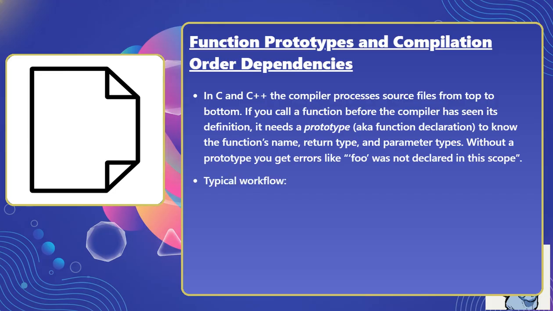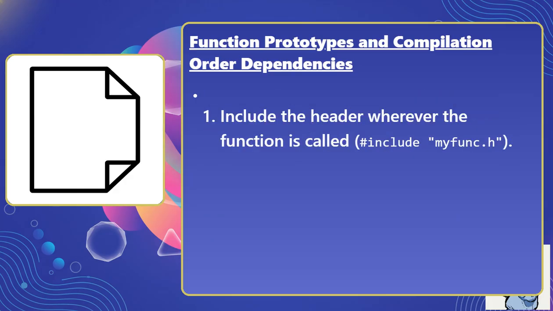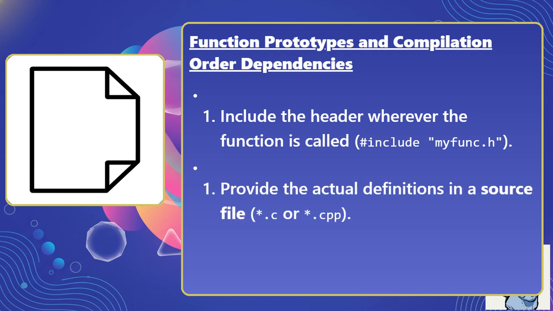Typical workflow. Step 1: Write prototypes in a header file, .h. Step 2: Include the header wherever the function is called, #include "myfunc.h". Step 3: Provide the actual definitions in a source file, .c or .cpp.